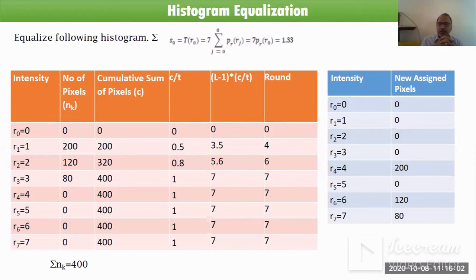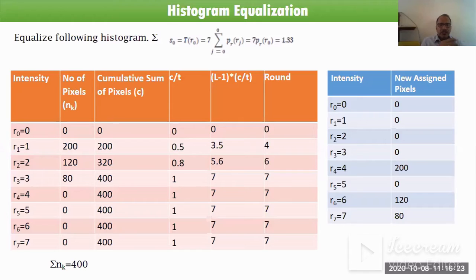We discuss histogram equalization. This technique is very important because in the next point we study another topic, histogram matching or histogram specification, and for that purpose you need histogram equalization. So we revise histogram equalization and then go to the next point.